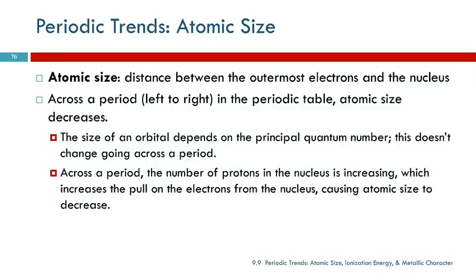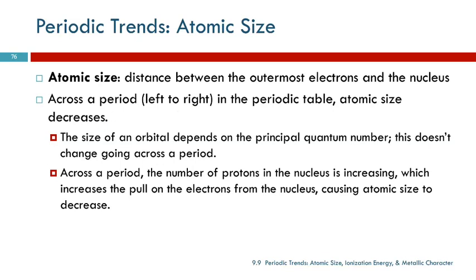So there are some periodic trends that we need to be aware of. These are trends, they're not absolutes. The size of atoms varies in a predictable way. So atomic size, one definition of that is the distance between the outermost electrons and the nucleus. So you can think of the radius from the nucleus to the outermost electrons. As you go across a period, those are the rows, from left to right, atomic size decreases.